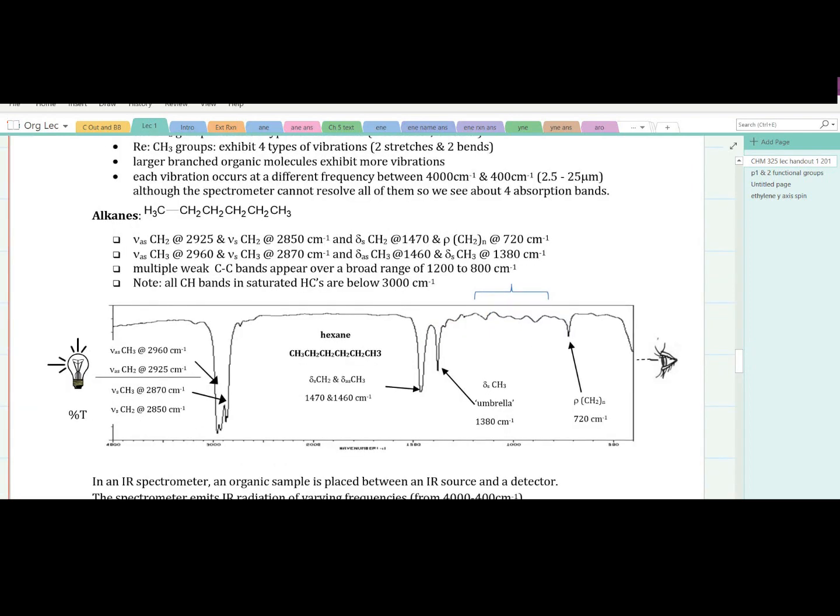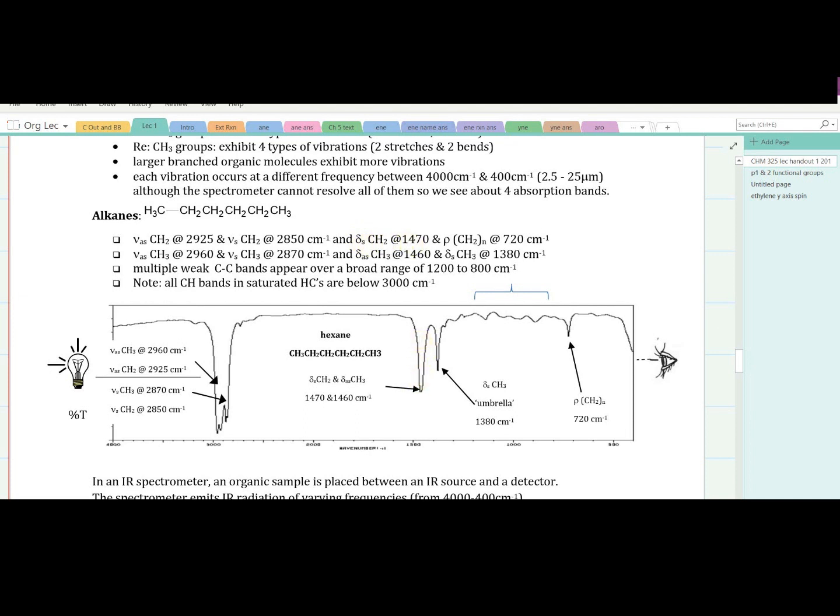We use some fairly specific notation. Nu AS stands for an asymmetric stretch. In the case of a methylene group, it occurs at about 2925 wave numbers, right in here, and again at 2850 wave numbers, and that's a symmetric stretch in this group here. The methylene group also absorbs. This is a symmetric bend. Delta is a symbol for bend, S for symmetric. It occurs at about 1470, right in here.